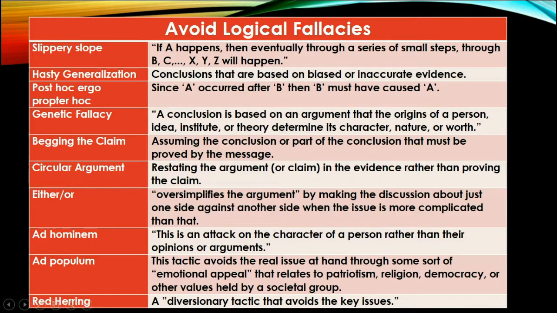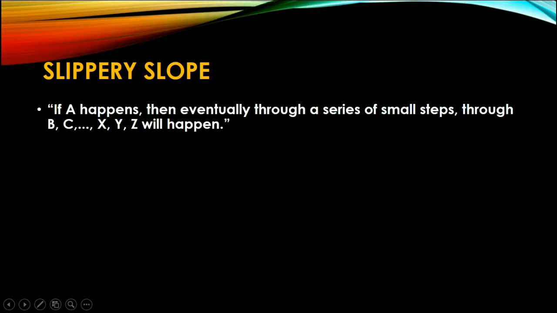It is important to avoid errors in logic, often called logical fallacies. Here are 10 of them. Let's look at each one of these in more detail, as this chart does seem a bit overwhelming. Let's begin with slippery slope. This is a situation where the logic implies that if this were to happen, then eventually, through a series of steps, blah blah blah will happen.